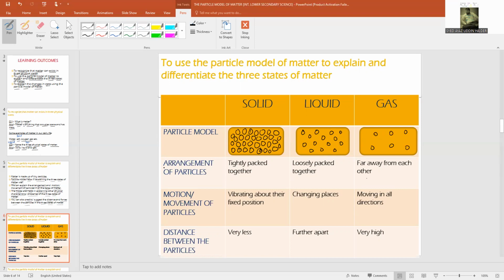So if you talk about the arrangement of particles, as you have seen in the above diagram, in solid state, they are tightly packed together. You can even write closely packed together. In case of liquid, the particles are loosely packed or further apart. For gases, the particles are far away from each other. You can also write random arrangement.